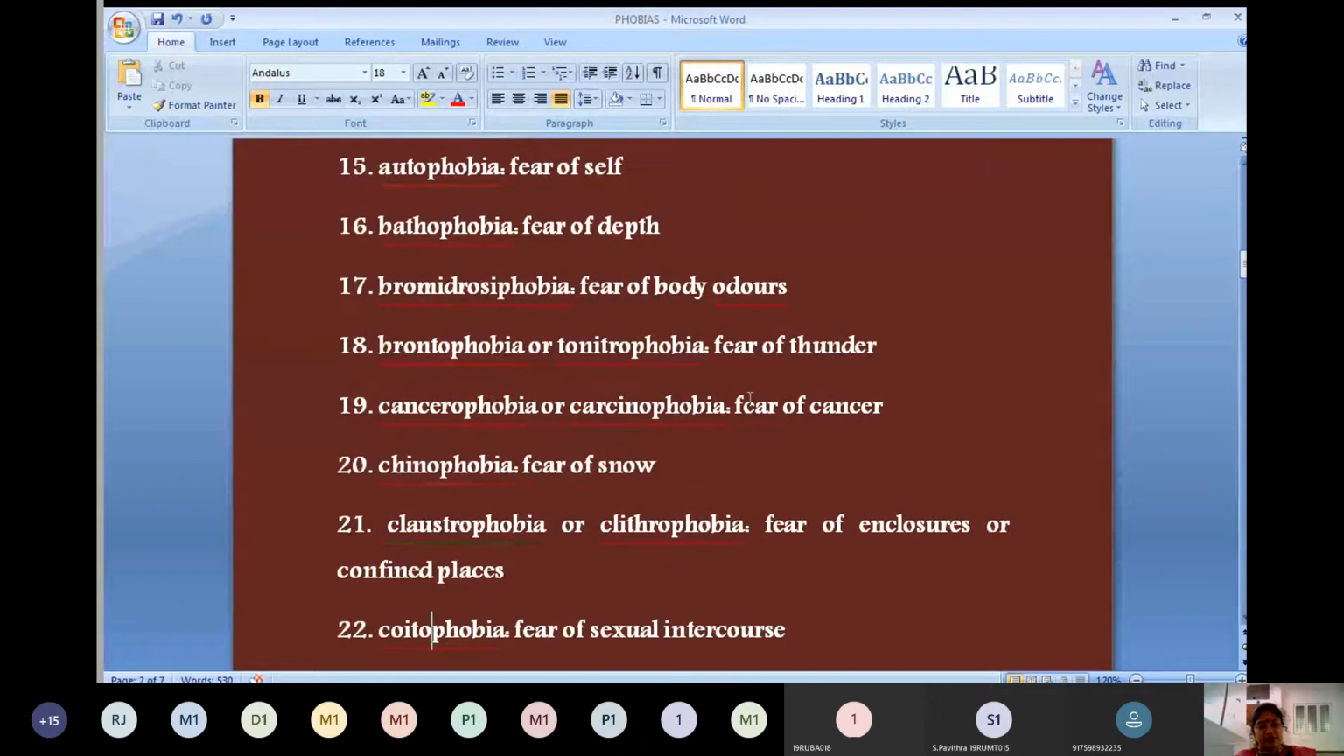Then fear of cancer, Cancerophobia or Carcinophobia. See, for cancer we usually say the carcinogenesis not known.